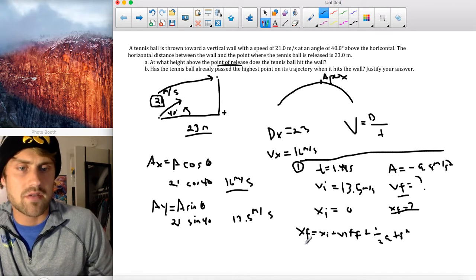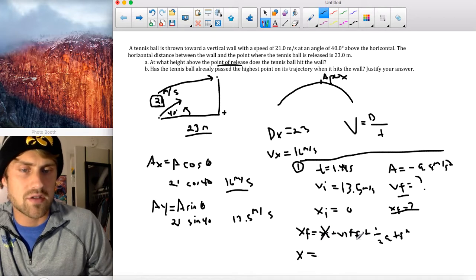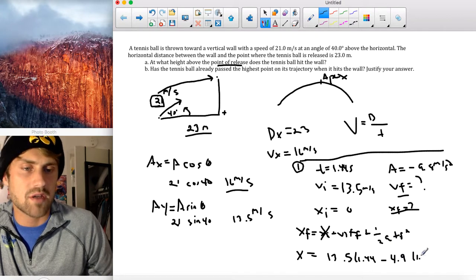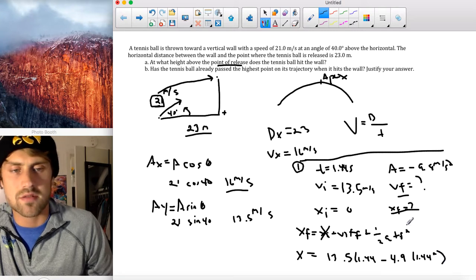Our xf is what we're trying to find, so that's perfect. We're going to call him x. Xi is 0, so we can ignore that guy. My velocity initial is 13.5, so I'm going to take 13.5 times my time of 1.44. Then 1/2 a means we're going to go negative 4.9, because negative 9.8 times 1/2 is negative 4.9. And we're going to multiply him by 1.44 squared because that's our time squared.